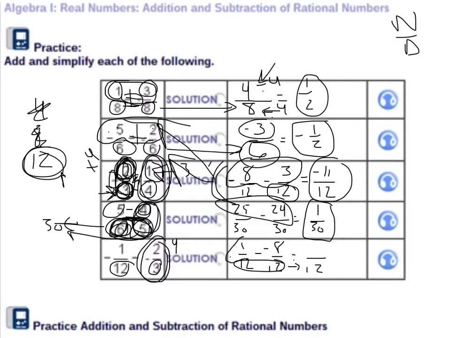And then we just do negative 1 minus negative 8. That turns into a positive. Negative 1 plus 8 is 7. And that doesn't simplify. And you're done. Now you're a genius. Congratulations, you genius face.